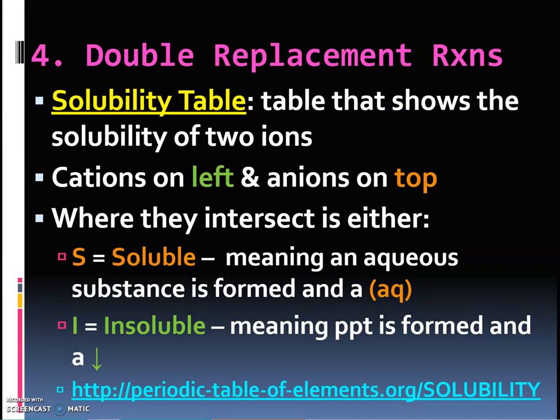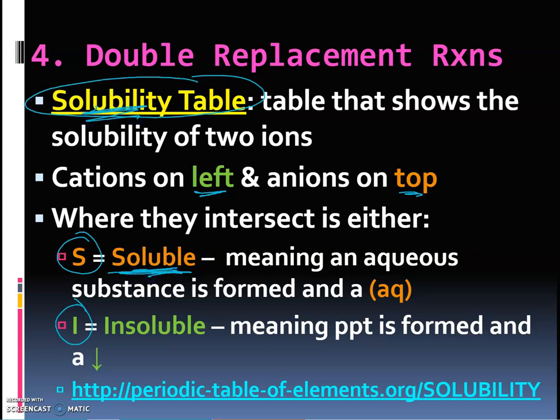And a solubility table shows you the solubility of two ions in one another. The cations are going to be on the left and the anions are going to be up along the top. And where they intersect, we'll either see an S or an I. S here stands for soluble, not sulfur and not solid. Only on the solubility table does S stand for soluble. So that means that these two substances form a solution, and you can write an AQ after it. I means insoluble, and if you look, an I is the beginning of a downward arrow, showing that it falls down and precipitates out of the solution.